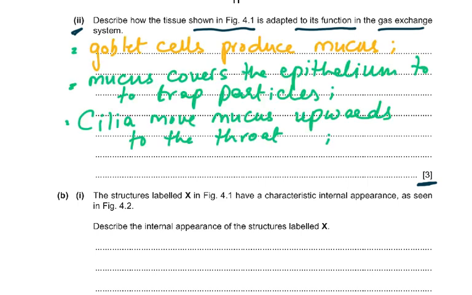So the mark scheme is very clear. Goblet cells produce mucus. You could have said B cell secretes or produces or releases mucus. Mucus covers the epithelium to trap particles. You could also say to prevent pathogens from reaching the gas exchange surface. You can also say acts as a barrier to bacteria, or you could even say a named pathogen. And number 3, cilia move the mucus upwards towards the throat or towards the mouth, or you can say pharynx, away from the gas exchange surface out of the airways. So 3 marks, 3 points.